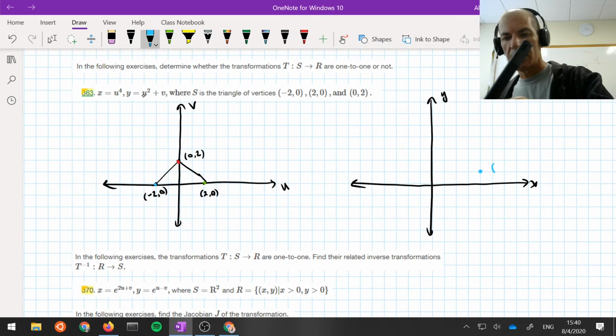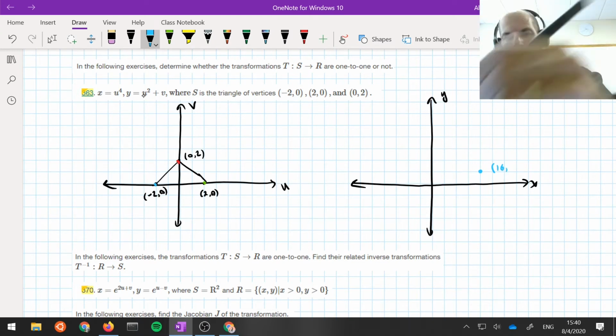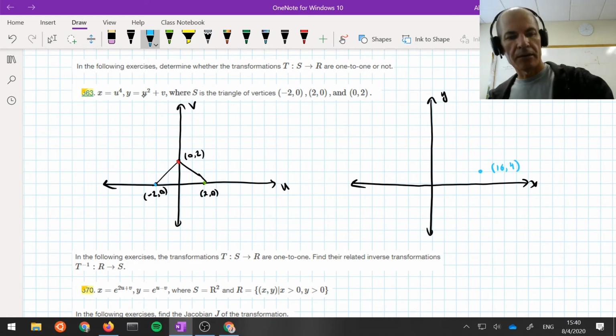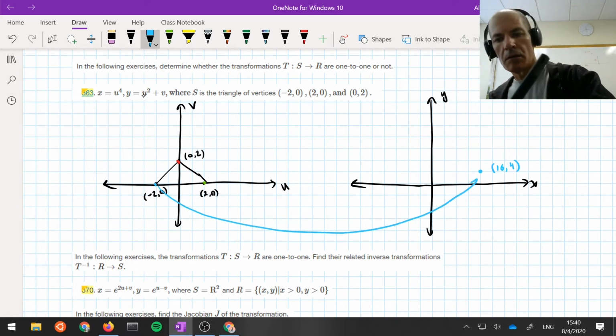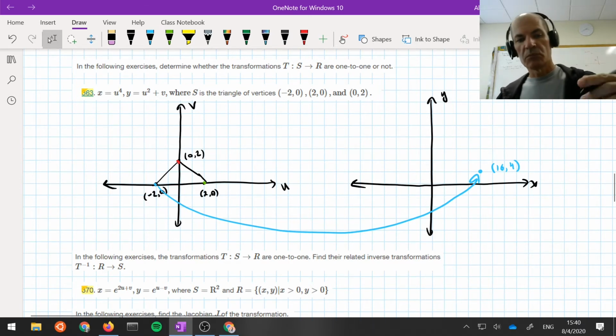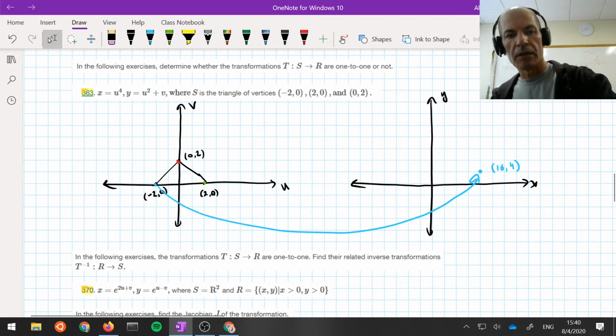And that's the point 16, 4. And we'll draw the arrow in there. Right, so the point -2, 0 goes to the point 16, 4. Let's try 2, 0. So 2, 0, you plug in 2 for u and 0 for v, and look what happens. You get the same point.